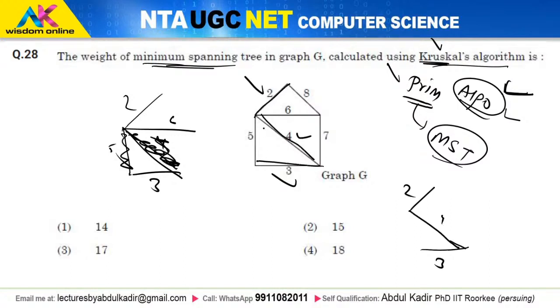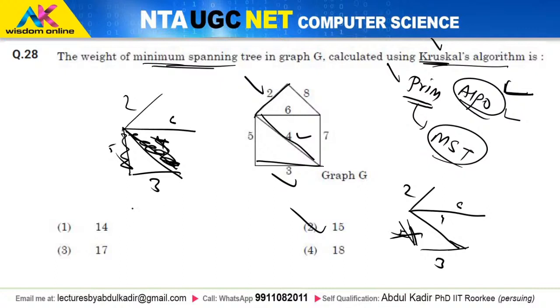Now you cannot take this as 5 because there will be a cycle. So you will take this as 6. This is the spanning tree that you will get, and the answer will be 15.